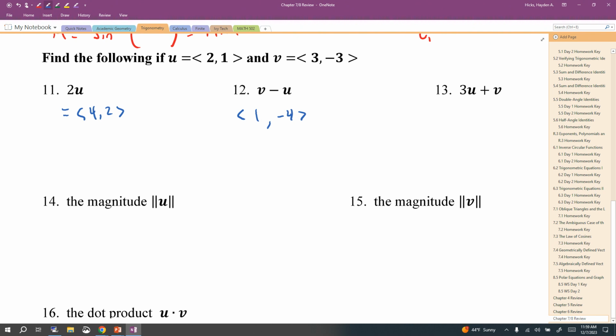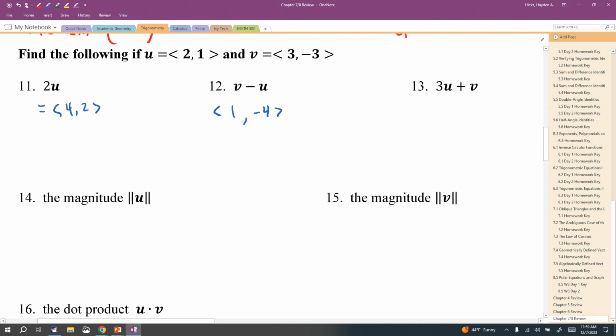Any questions there? 3u plus v works the same way we just talked about. Might be easier to do this in 2 steps, okay? That way you're not thinking too hard. 3 times u is 6, 3. And v is still 3, negative 3. And once you do that first step, it requires almost zero thinking, almost zero effort. But if you do it in 2 different steps, it feels a lot easier. Now you just add. So what's going to be in the first spot? That's right, 9. 6 plus 3. We all know 6 plus 3. What's going to be in the second spot? 0. You got it. Any questions there?